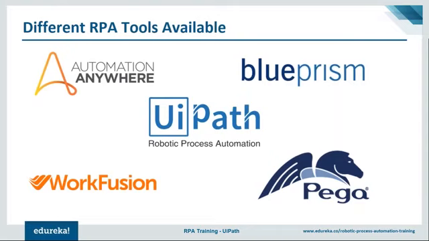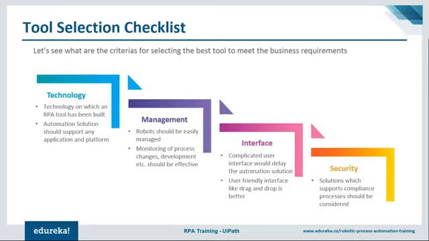You have Automation Anywhere, you have Blue Prism, you have UiPath, you have WorkFusion, and then you also have Pega. So along with these, there are a whole lot of different tools which are available in the market. Now you might be wondering which tool to use. How will you decide which tool to use? So there is a checklist which you can follow to actually choose a tool. You can see which technology that particular tool is built on so that you can relate it with the requirements that your user has given.